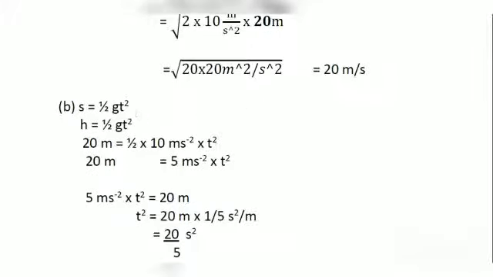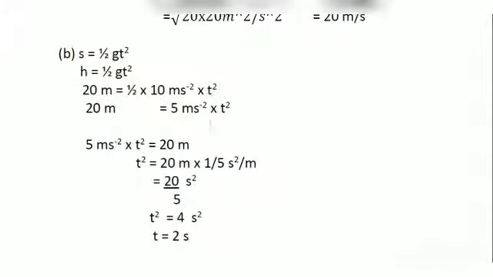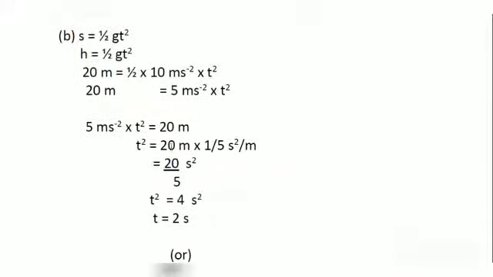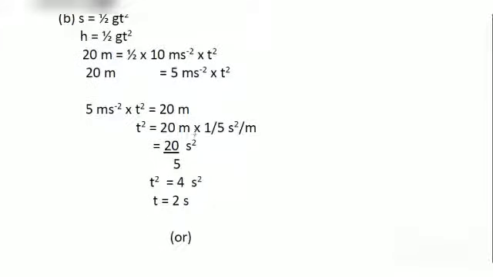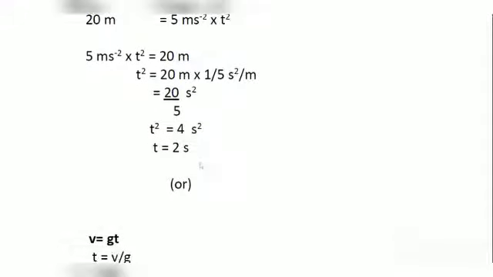Now we have to find the time. s is equal to half g t squared, that is, h is equal to half g t squared. The height 20 meters is equal to 1 by 2 into acceleration 10 m s^-2 into t squared. When we multiply 1 by 2 into 10, we get 5 m s^-2 into t squared. Now we have to find t, so we bring it to one side. 5 m s^-2 into t squared is equal to 20 meters. Now t squared is equal to 20 meters into 1 by 5 s squared per meter. Meter and meter get cancelled, so we get 20 by 5 second squared. Now t squared is equal to 4 second squared, so t is equal to 2 seconds.